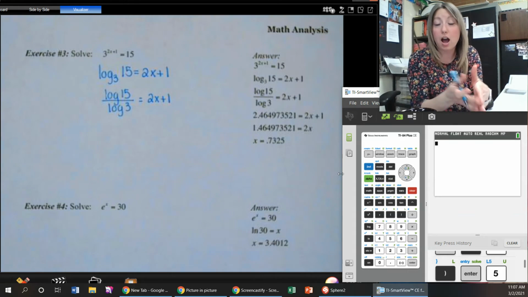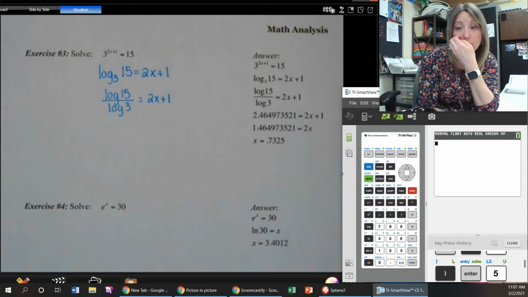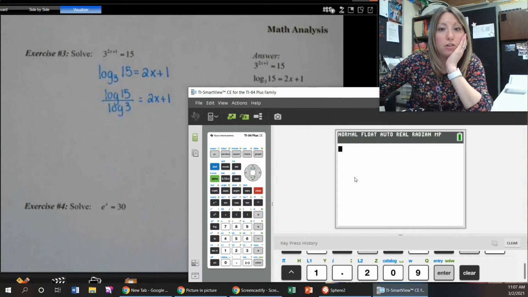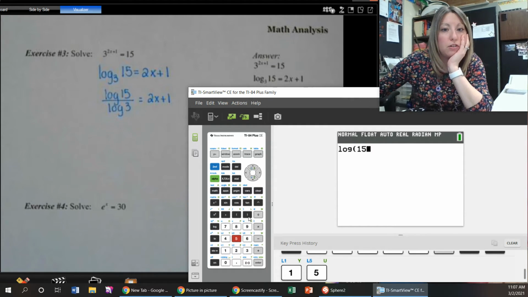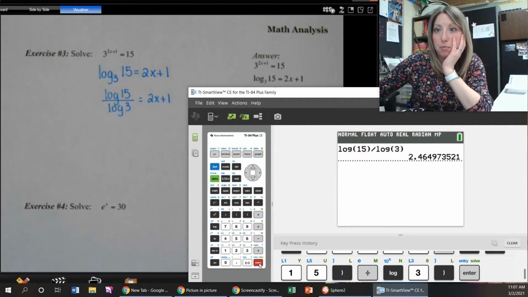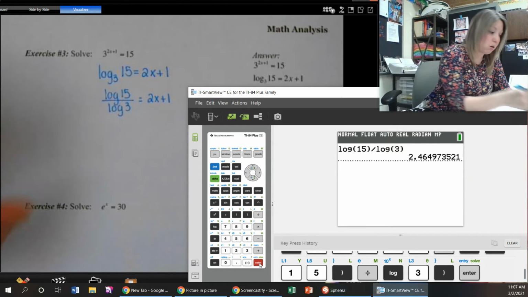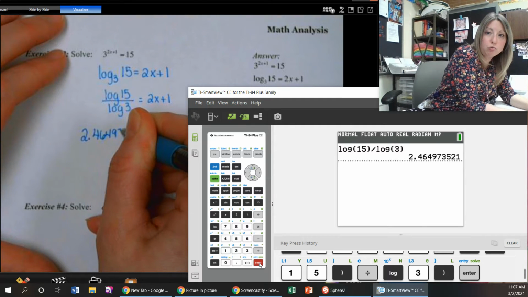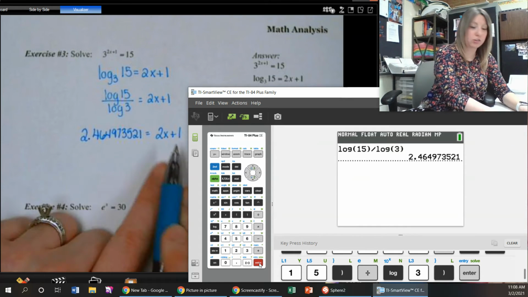And now actually, I'm just going to solve the rest of this by typing into my graphing calculator. I'll expand so you can see my graphing calculator screen nice and big. I'm going to do log of 15 divided by log of 3 to get this non-repeating, non-terminating decimal. Then I'm writing down what I see on the screen, so I have something to work with as I type into my graphing calculator to get x alone.